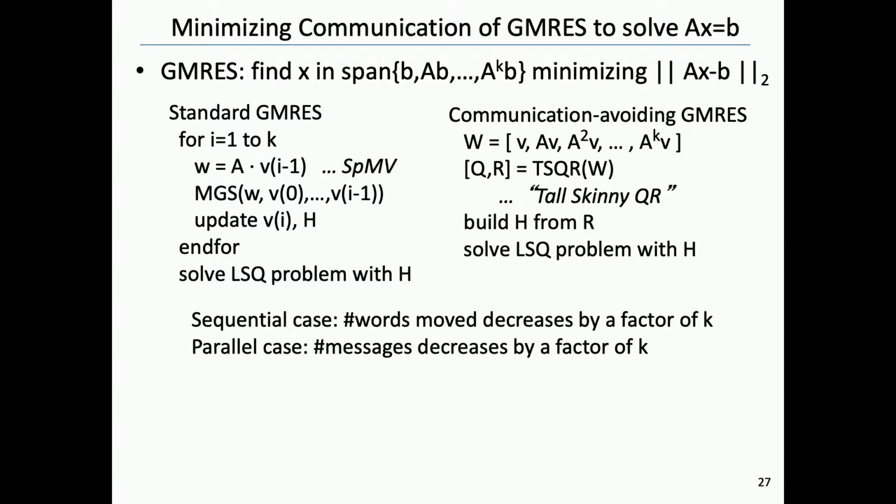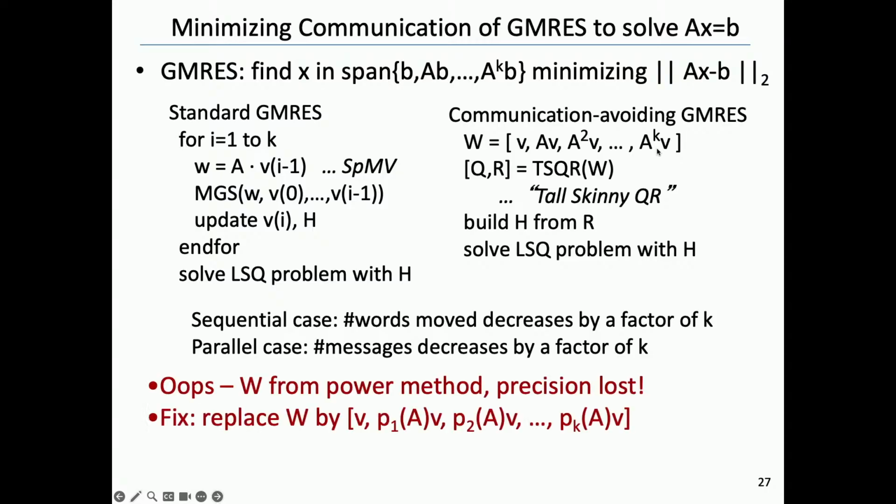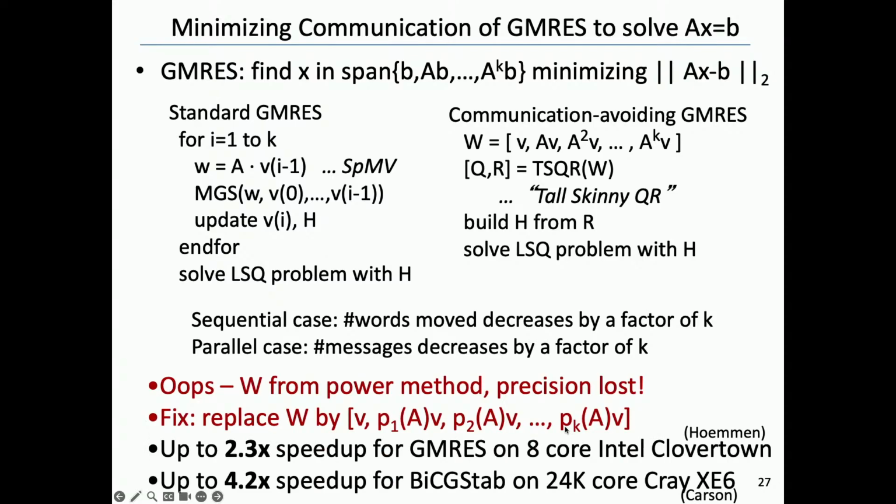So does anybody see why this is completely numerically unstable, even though it's the same answer in exact arithmetic? Yeah, all these vectors become parallel to the dominant eigenvector, and you lose all the precision. So here's the fix. We're going to replace these polynomials, A squared and so on, by other polynomials. And for a little bit of extra cost, I can make sure that these are not nearly parallel to one another. And by doing this, we get good answers, and we got 2.3x speed up for GMRES and a 4.2x speed up for BiCGStab. I'll talk more about that algorithm later.